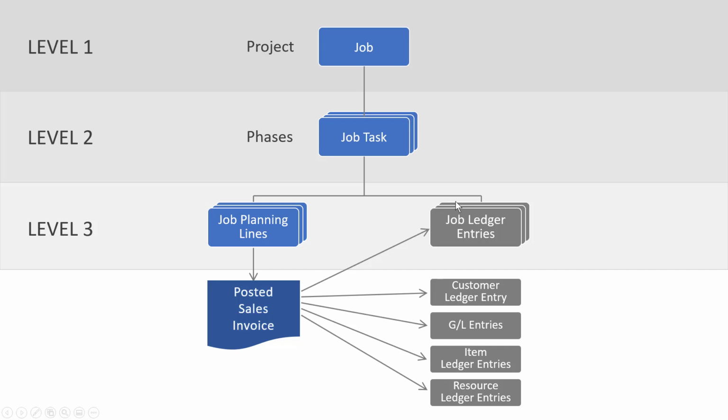So on the job, we will create new job ledger entries of the type sales. And of course, we will be able to see that this invoice is linked to our job. But there are, of course, a lot of other entries created since we're working in an ERP system.